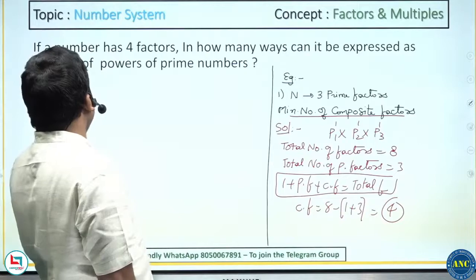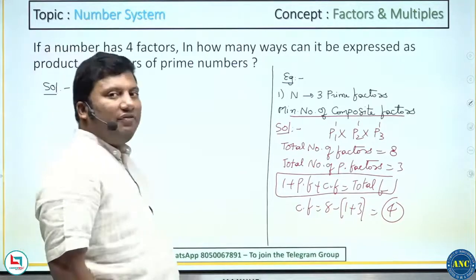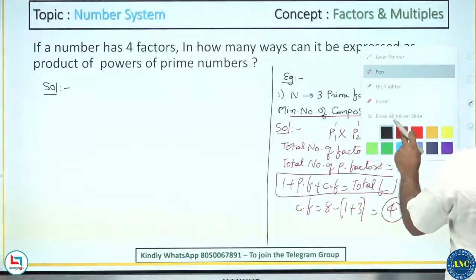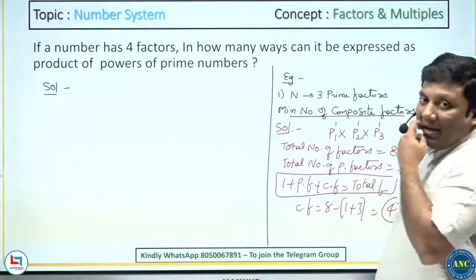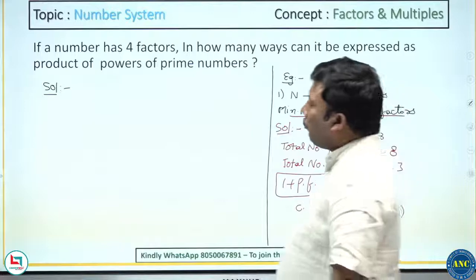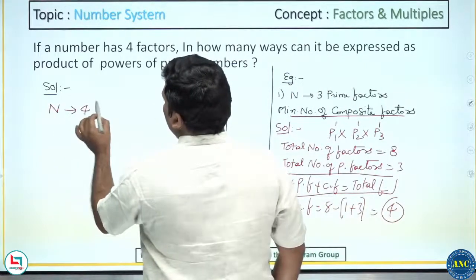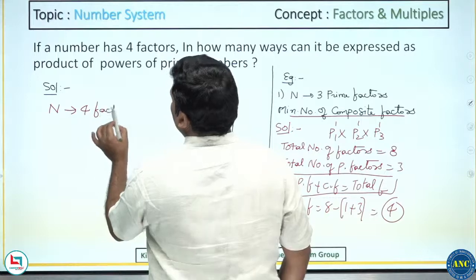Next one. Read the question, sir. Every question we will read it. We will convert every statement into a mathematical expression. A number has got 4 factors. Number of factors are given for a number.